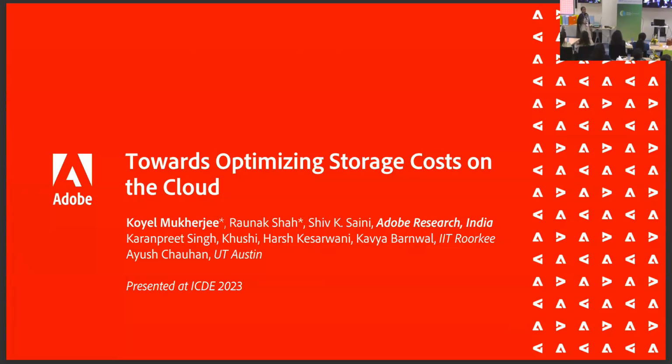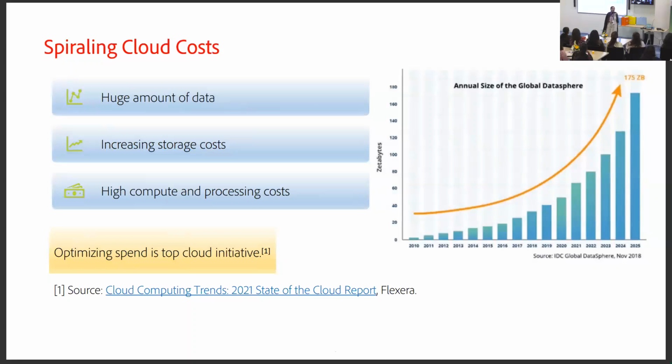This was a paper that we presented last year in ICDE. This was on optimizing storage costs on the cloud. So now why is this an important problem, and why did we want to study it?